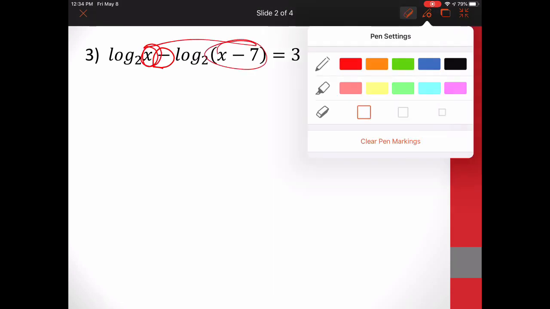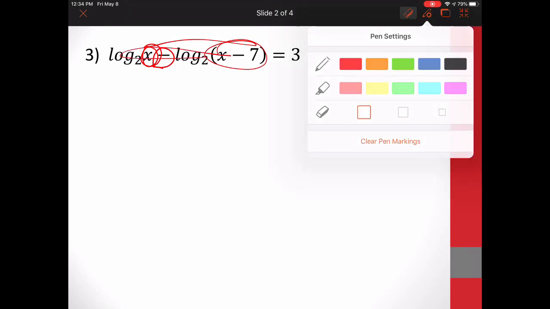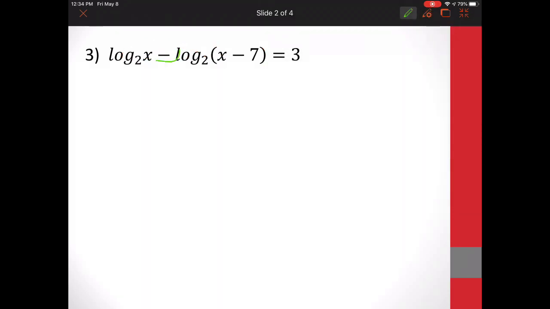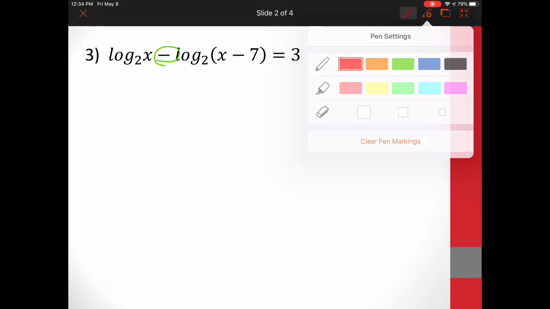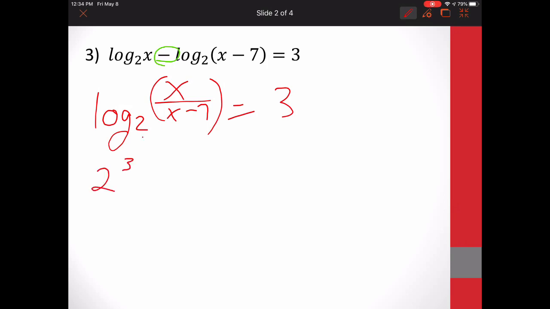I'm not really liking what I just wrote there, so I'm going to erase this. All right, and I'll go back to green to circle the minus sign to show you what I'm about to do. So that's log base 2 of x divided by x minus 7. I'm going to put these in parentheses to show you that it's very separate from everything else, and this is just going to equal 3. Now when we rewrite this, the base is 2, so 2 to the 3rd equals x over x minus 7, or 8 equals x over x minus 7.